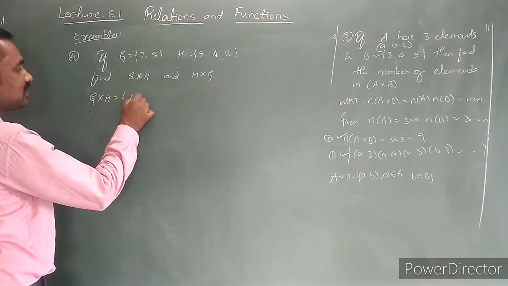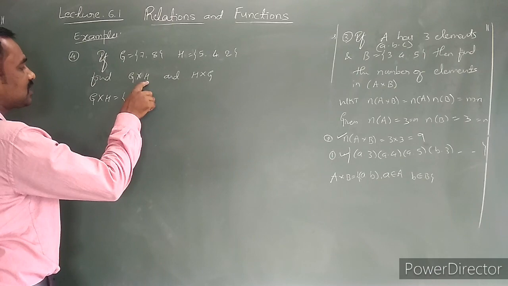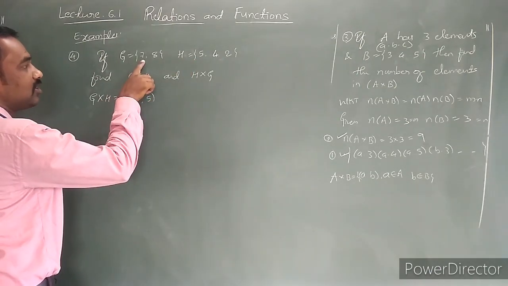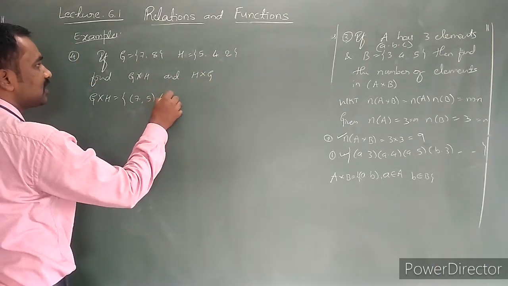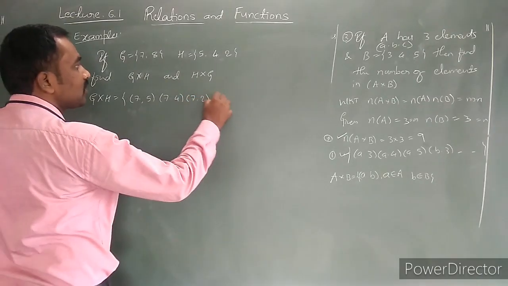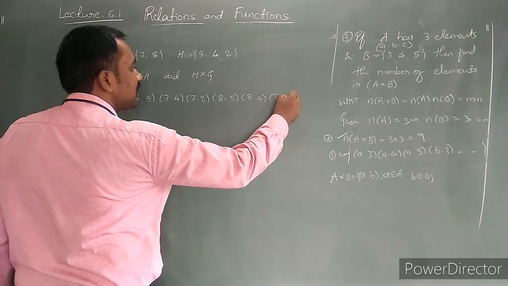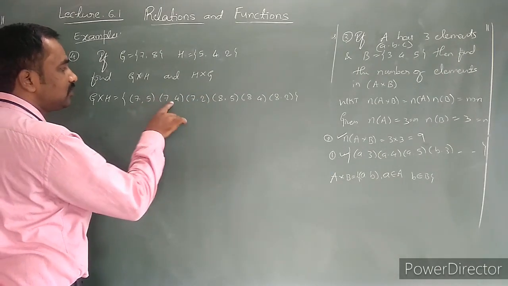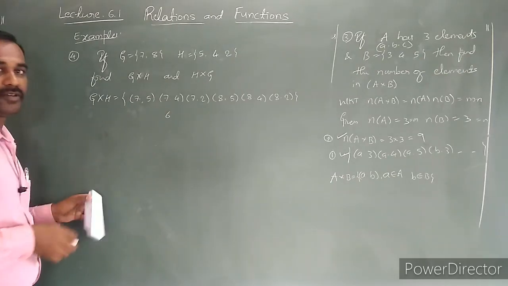So first element is 7. Okay, 7 comma. Second element belongs to the second set. What is the second set? H is 5, 4, 2. 7 is fixed, pair with all the elements of H. What is that? 7 comma 5, 7 comma 4, 7 comma 2. Next, similarly, 8 comma 5, 8 comma 4, and 8 comma 2. Counting the ordered pairs, how many have you got? 1, 2, 3, 4, 5, 6.